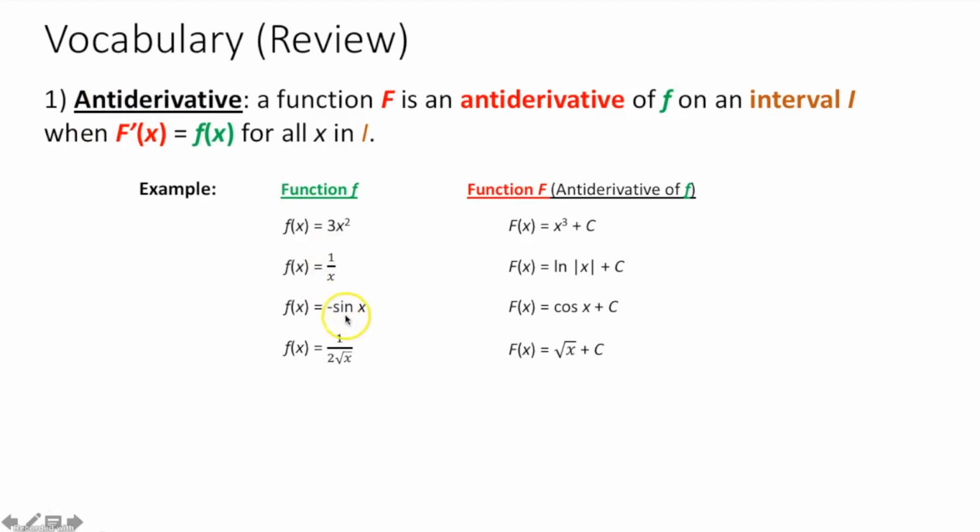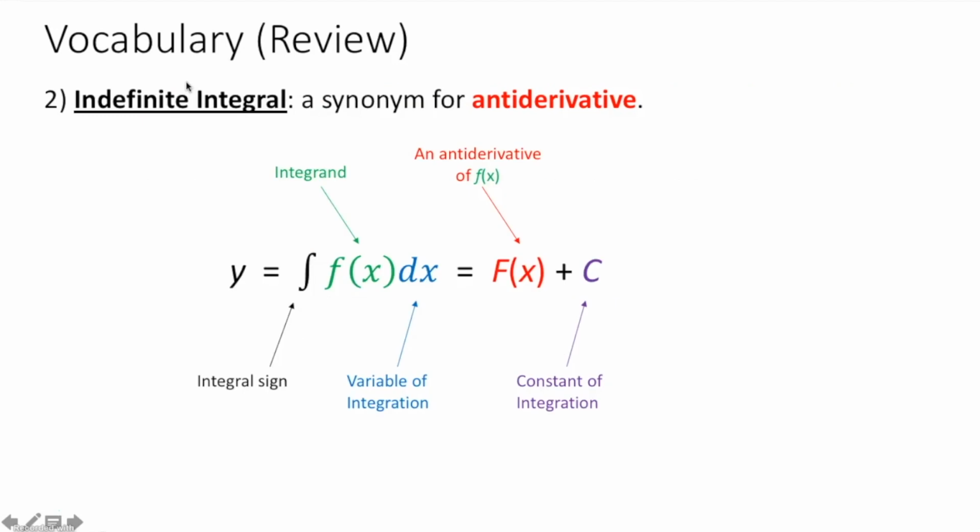For each of these functions over here, you just have to think, what function did I take the derivative of in order to get this function? And that's the antiderivative. Remember, we add c, this constant of integration, anytime we are taking an antiderivative to account for any constant that could have been there when you took the derivative of this function and got this one over here. Now remember, the antiderivative is also called an integral.